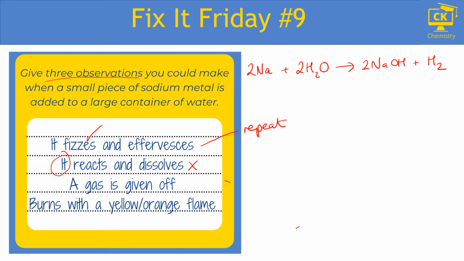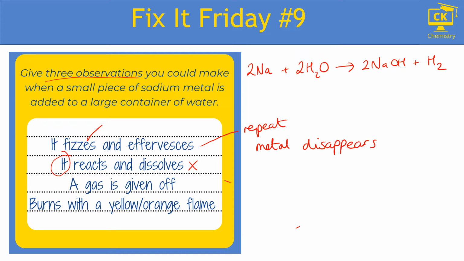So reacting is true, but would be ignored and wouldn't get any marks, and dissolving is not true because we've just said it is a chemical reaction. It is not dissolving, so we're not making a solution of sodium, we're making a solution of sodium hydroxide. So instead of saying dissolving, what we want to say is that the metal disappears.